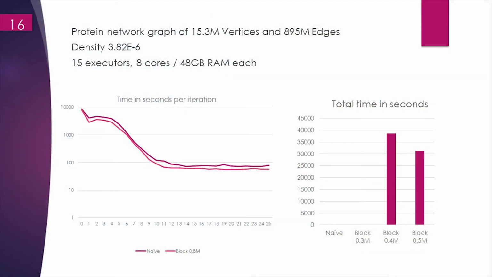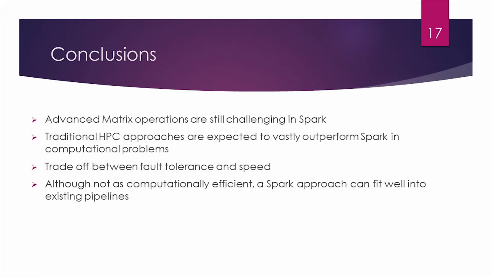And for the final experiment, we increased again the sensitivity, and we got a graph with a density of 3.82 multiplied by 10 to the power of minus 6. And here, block sizes of 0.4 and 0.5 were both successful, and the 0.5 got us the best time.